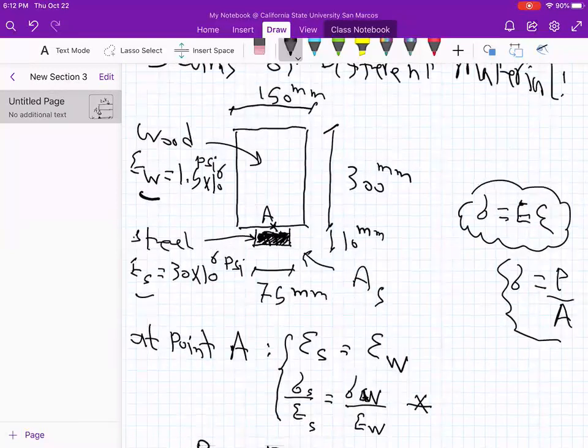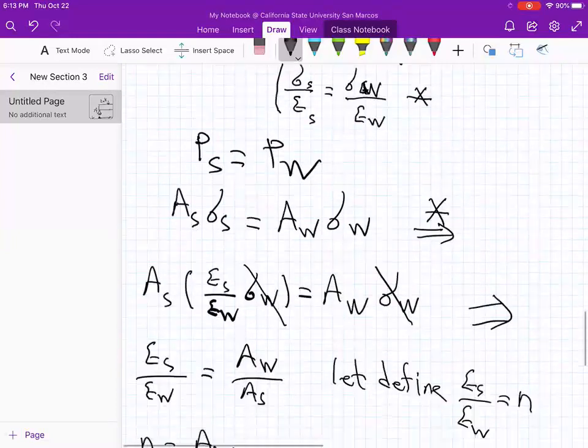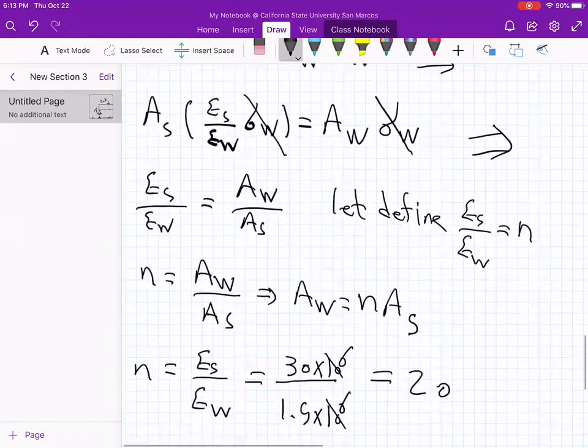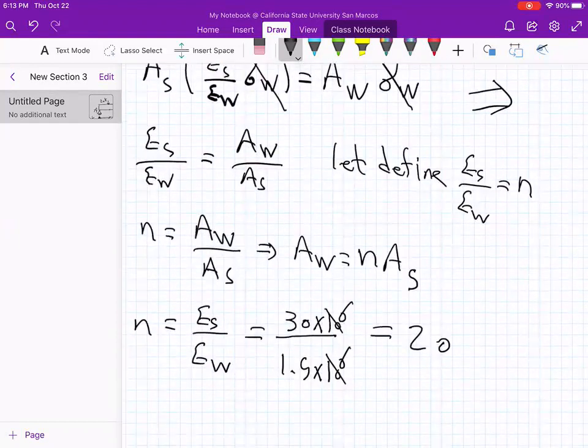Because this area is the area of the steel. We don't change the depth. We keep 10 millimeter because we want to find the stress over the depth, the stress in top and bottom. So we keep this one as a constant, and we just change the width. We need to multiply this width by 20, and we can find the width of the equivalent wood.